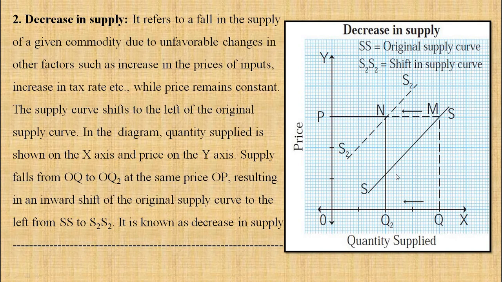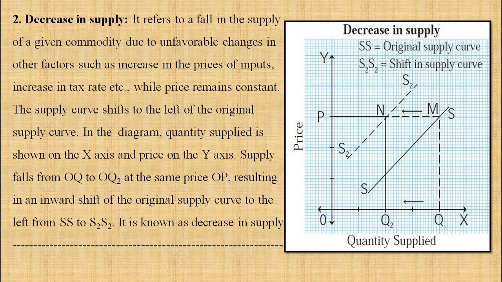SS is the original supply curve. There is absolutely no change in price. Price remains the same, but supply falls. So the new supply curve shifts to the left-hand side as S2S2, and from point M to N it shows there is a decrease in supply. So price absolutely remains the same, no change in price, but supply falls because of other conditions and the supply curve shifts to the left-hand side.